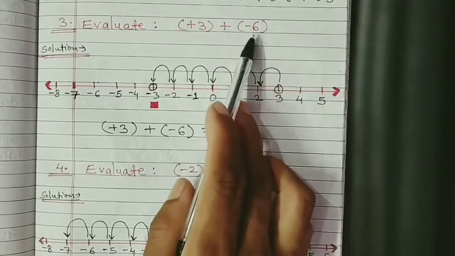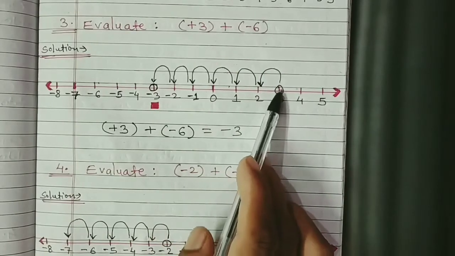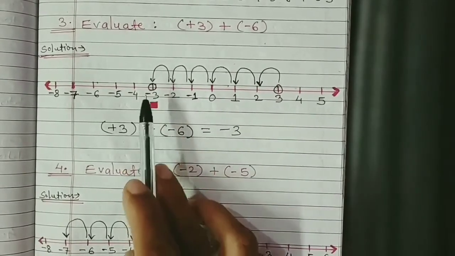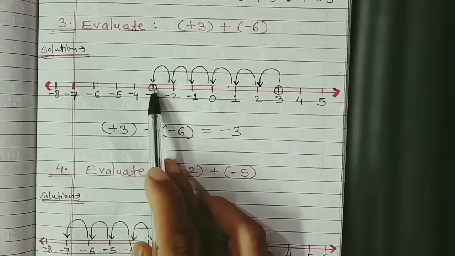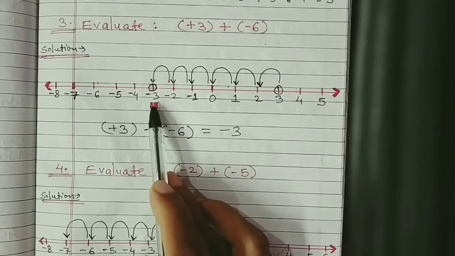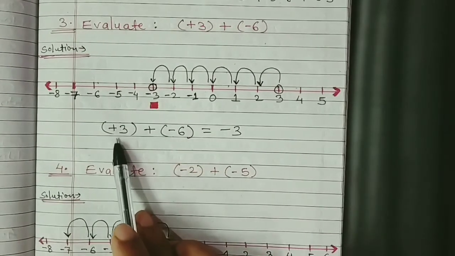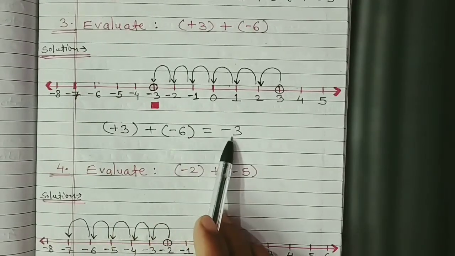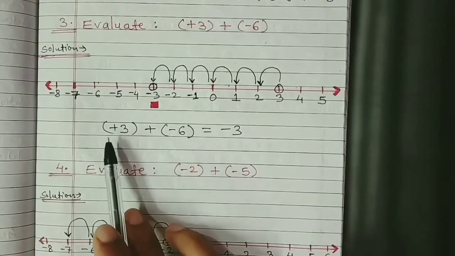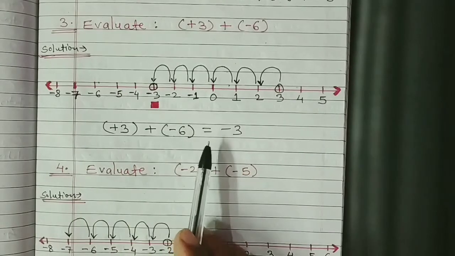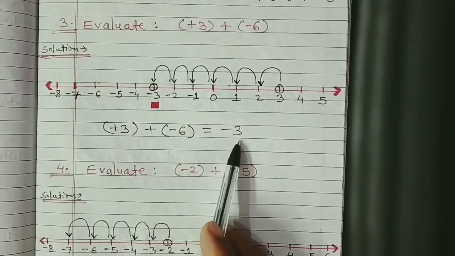How many steps? 6 steps. So 1, 2, 3, 4, 5, 6. And we have reached in this place, and here the integer is minus 3. And this is our required answer. So I have written here plus 3 plus minus 6 equal to minus 3. Here we have added these two integers using a number line, and our answer is minus 3.